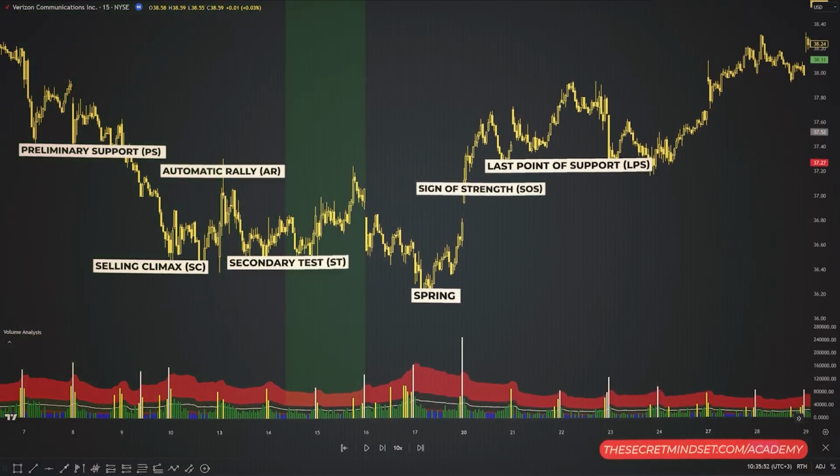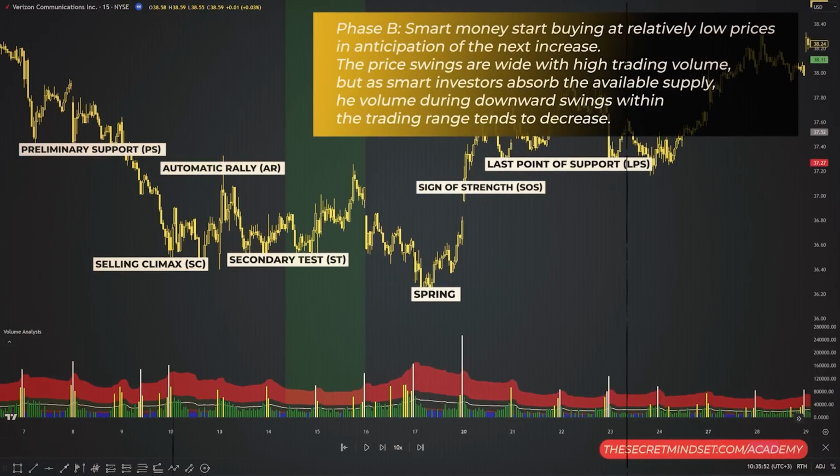In phase B, smart money start buying at relatively low prices in anticipation of the next increase. The price swings are wide with high trading volume, but as smart traders absorb the available supply, the volume during downward swings within the trading range tends to decrease.